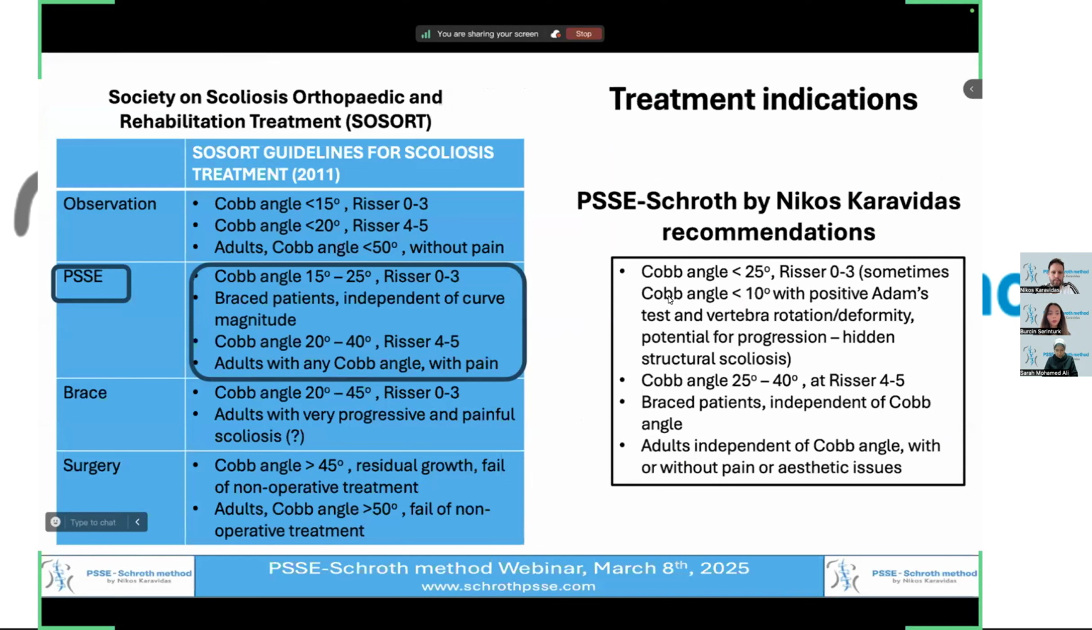And the research stage at 0 to 3, braced patients regardless of the Cobb angle, patients with a Cobb angle between 20 and 40 degrees at the end of skeletal maturity, research stage 4, 5, adults with any Cobb angle who experience pain. But in our method, in PSSE-Schroth method by Nikos Karavidas, the recommendations are slightly different.